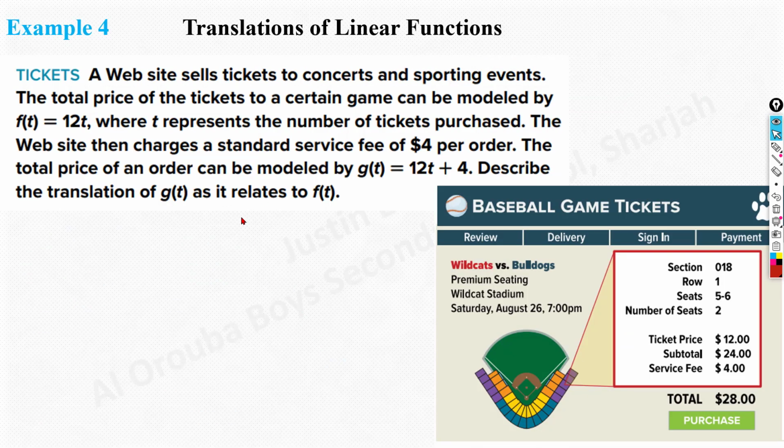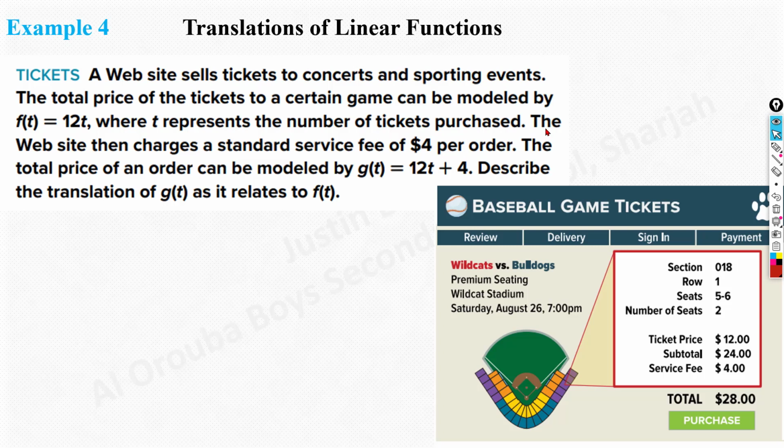Now we have a real world problem here. All these problems are very straightforward. Let's read this. Tickets. A website sells tickets to concerts and sporting events. The total price of tickets to a certain game can be modeled by the function f of t equals 12t, where t represents the number of tickets purchased.